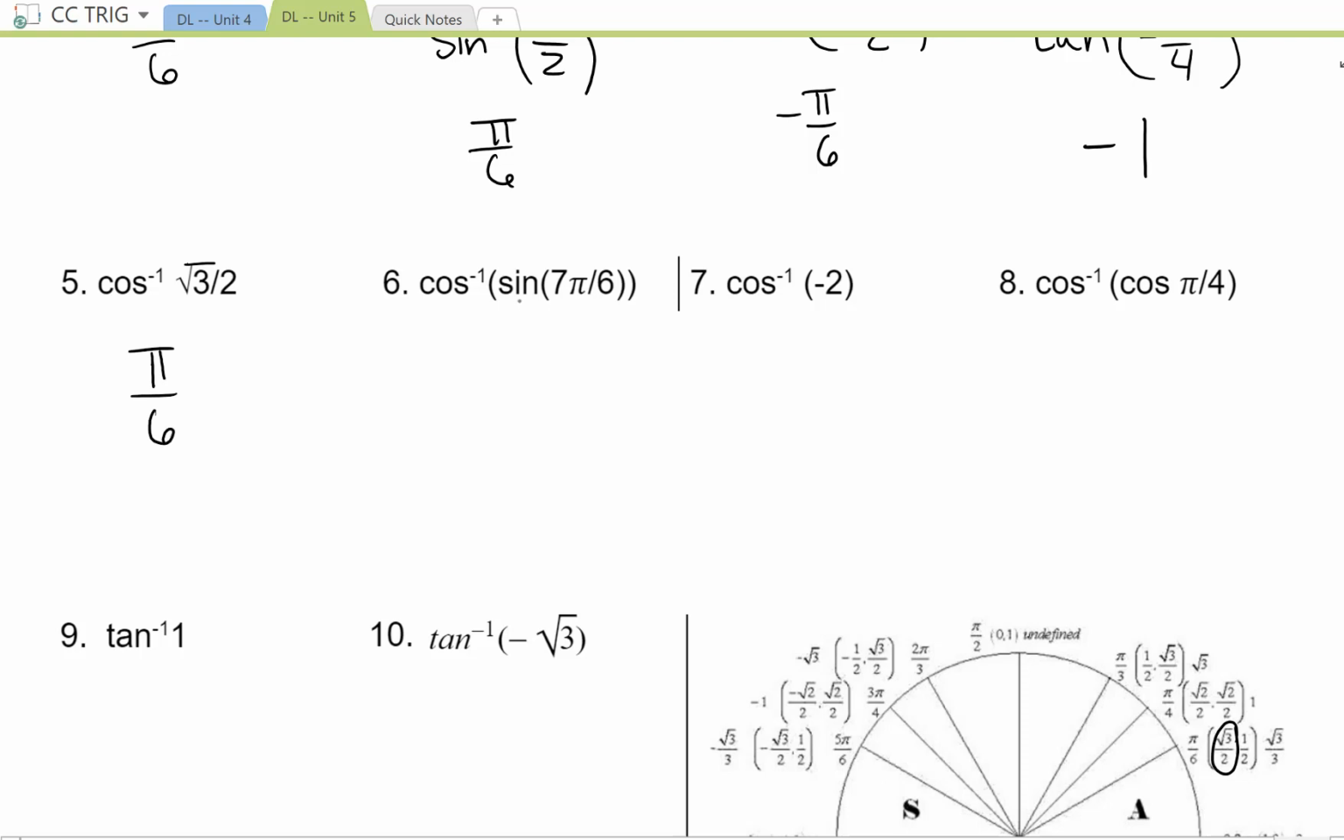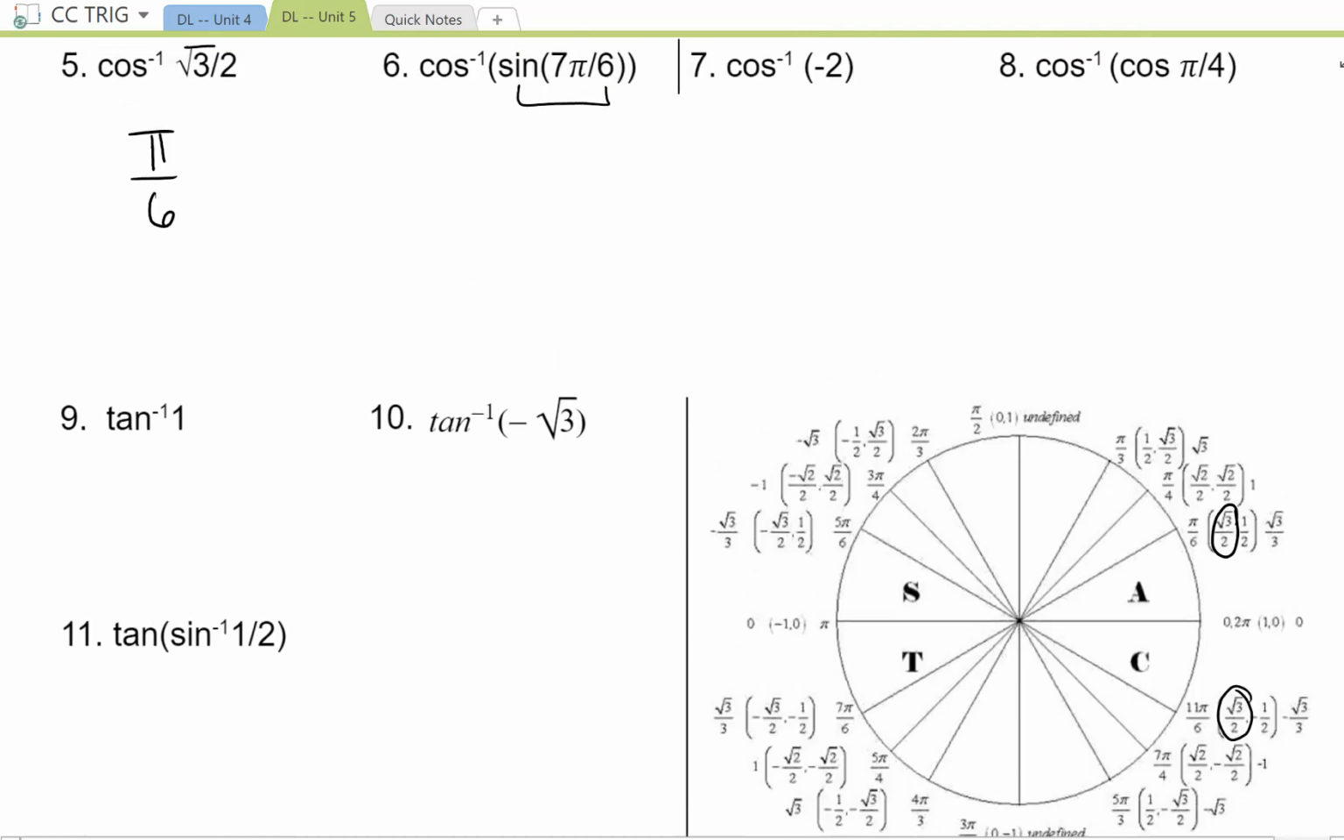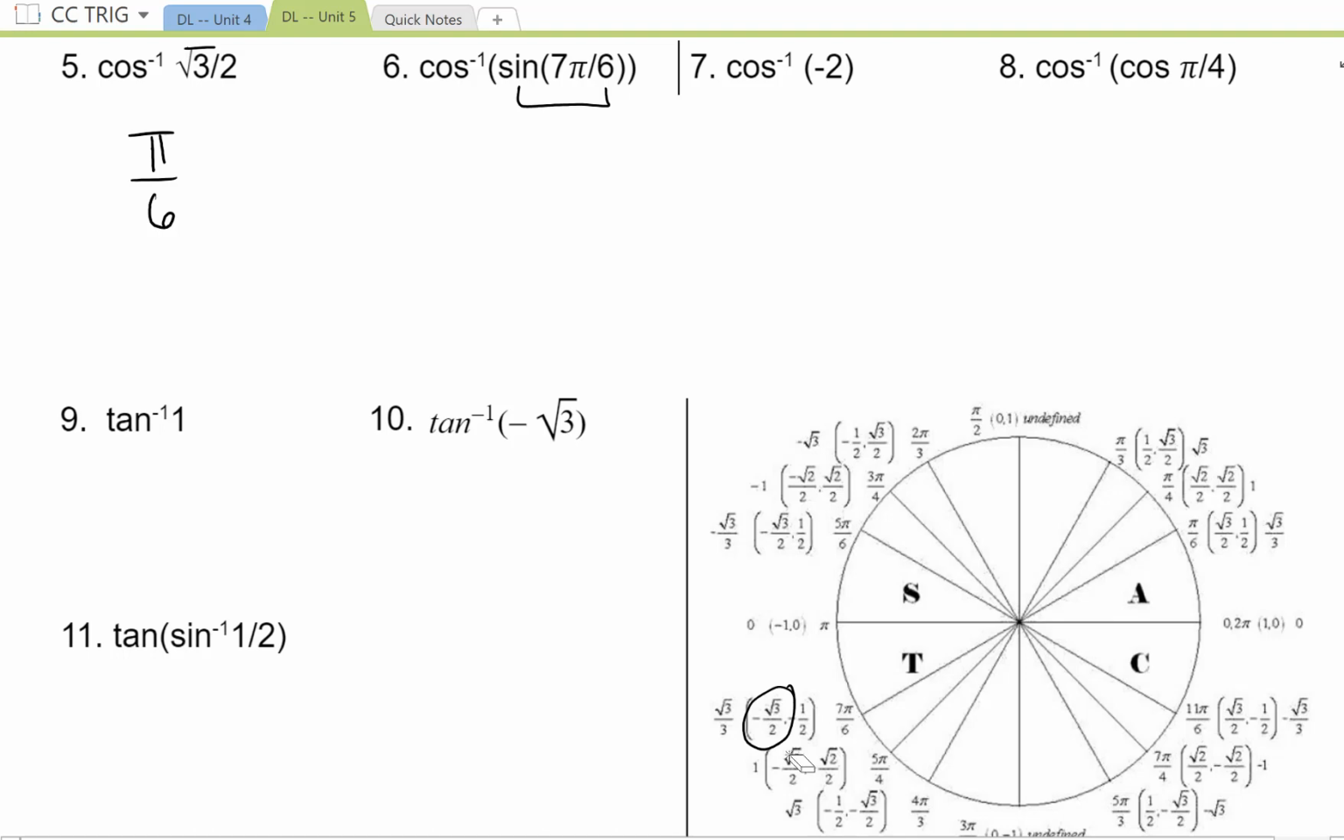First of all, they said sine of 7 pi over 6. So they want a ratio first and then the angle. Sine of 7 pi over 6. We're looking for the y value at 7 pi over 6. That's the y value. Negative 1/2.